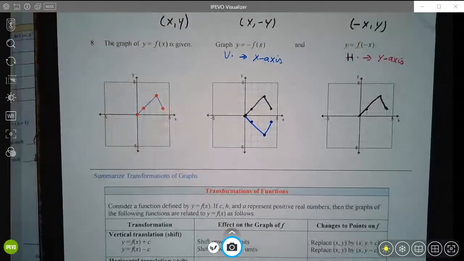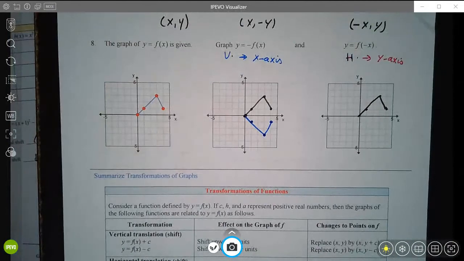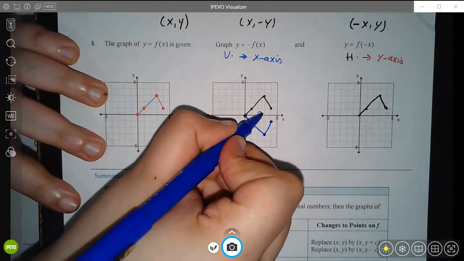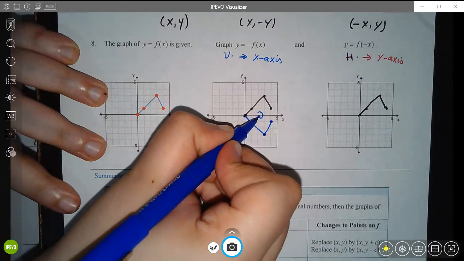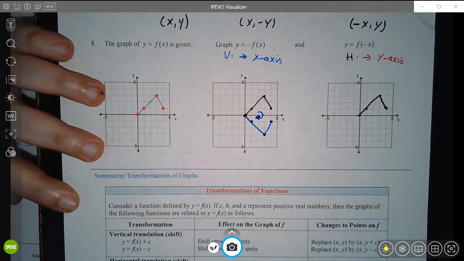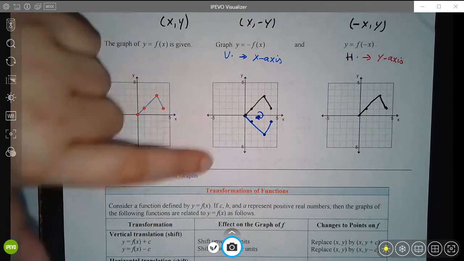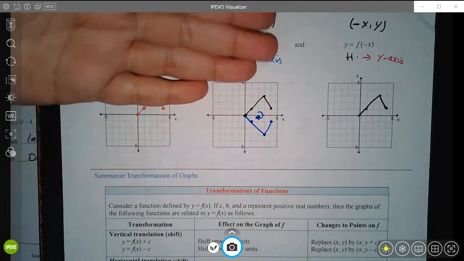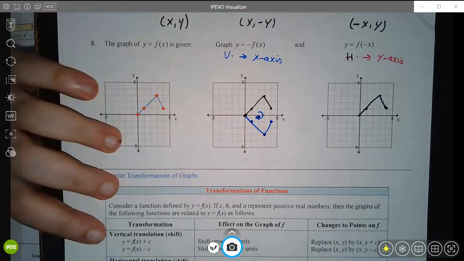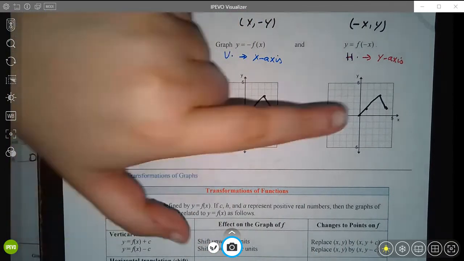See that? They look exactly the same, or they're supposed to look exactly the same. And the reflection is happening across its axis. As you can see, it's the x-axis. But this is obviously vertical, right? It flipped vertically. The direction is vertical. Okay, let's do the horizontal one now.